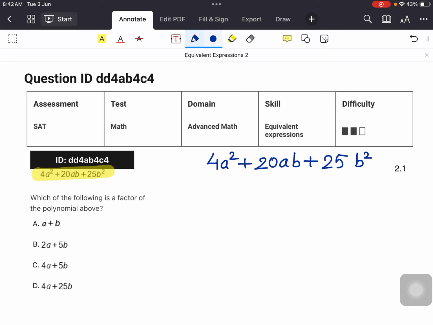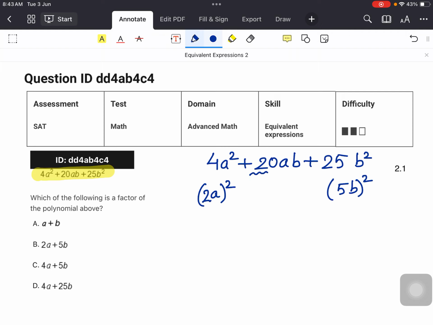For 4a square, if I want to write this in complete square form, what is 4? Actually it is the square of 2, so I can write 4a square as 2a whole square. And what about 25b square? I can write it as 5b whole square, right? So the first and last terms I have written in whole square format, and inside there is 2a and 5b.